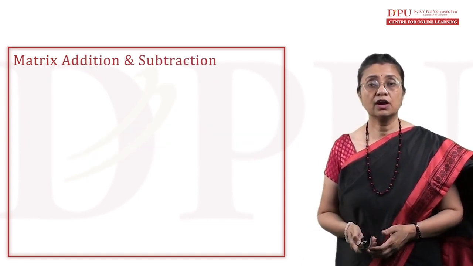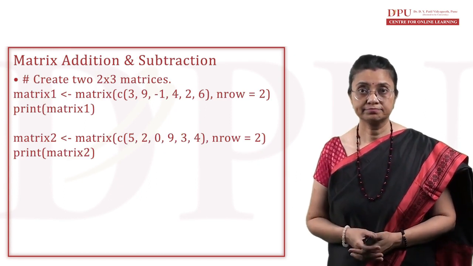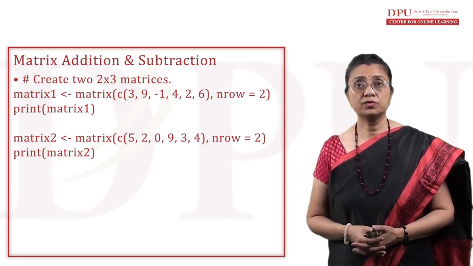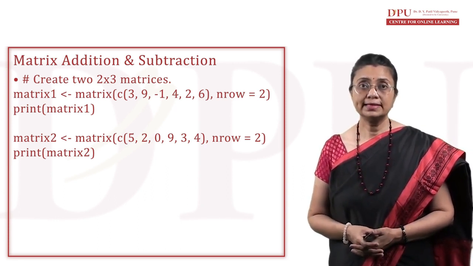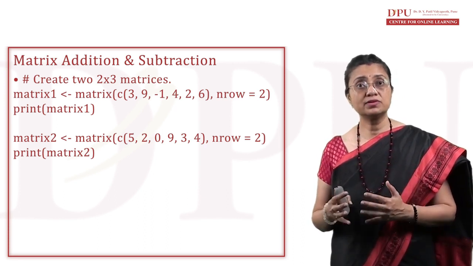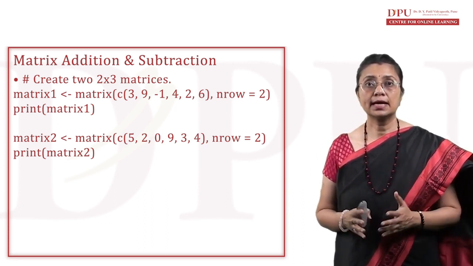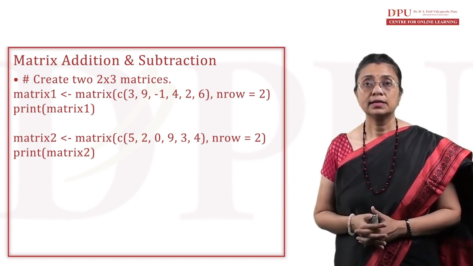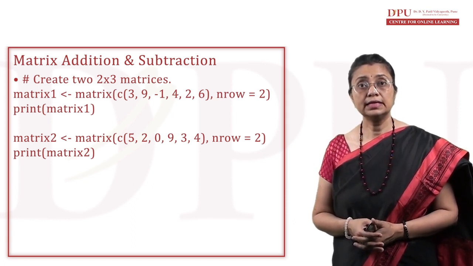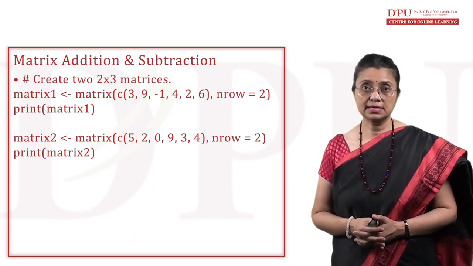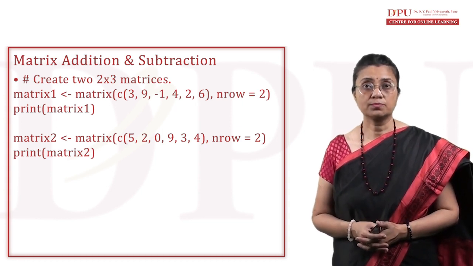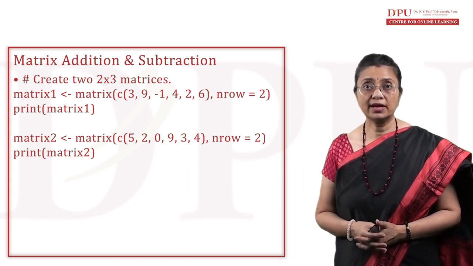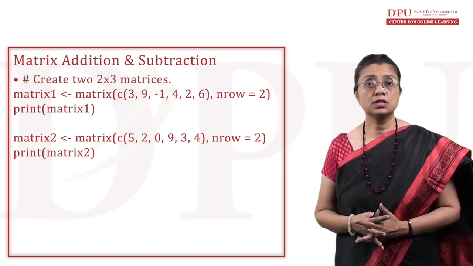So let's have a look at how matrix addition can be done. Here is the case where we have to create 2 by 3 matrices. When I say 2 by 3 matrices, it means 2 rows and 3 columns. You can see in the code, matrix 1 is assigned the values 3, 9, -1, 4, 2 and 6 with the help of the matrix function. We have passed the vector with the help of the C function, with these values, and nrow is equal to 2.